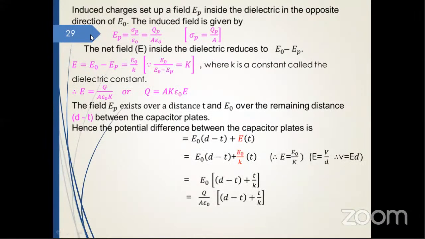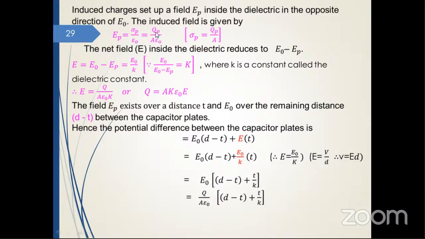Now see, the induced charge setup, that is the EP, inside the dielectric in the opposite direction to E naught, and the induced field is given by EP equal to sigma P divided by epsilon naught. That is the induced charge setup because of this dielectric. Again, what is this sigma P? That is the Q divided by A.